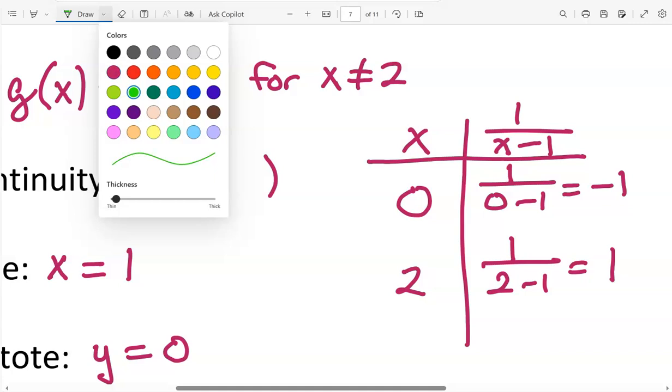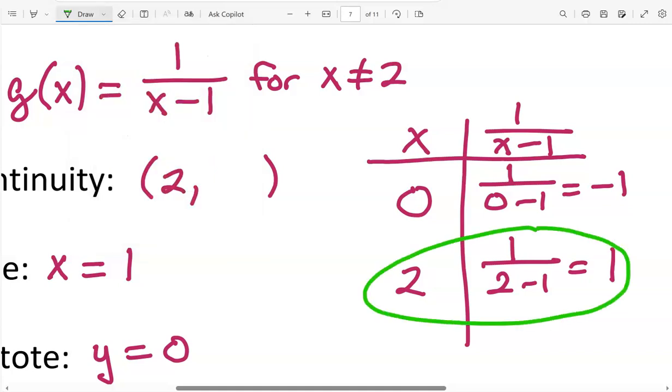However, you might have noticed that x equals 2 is the location of our removable discontinuity, or the hole in the graph. So the hole in the graph has a y value of 1. We need to make sure to indicate that with an open circle when we graph.